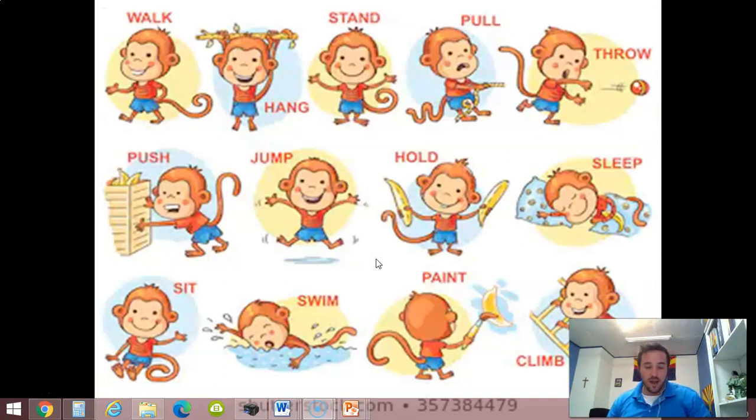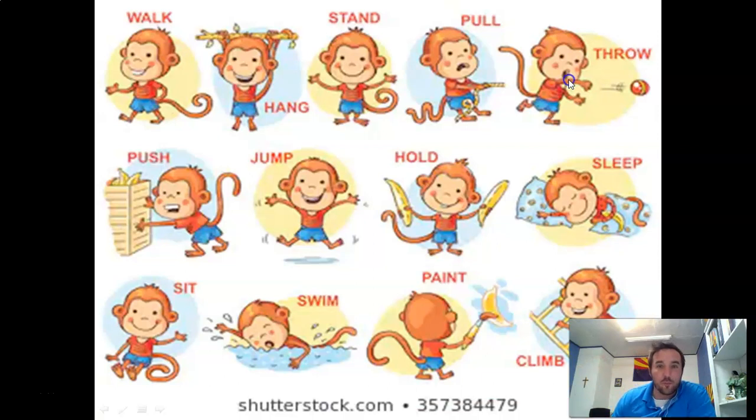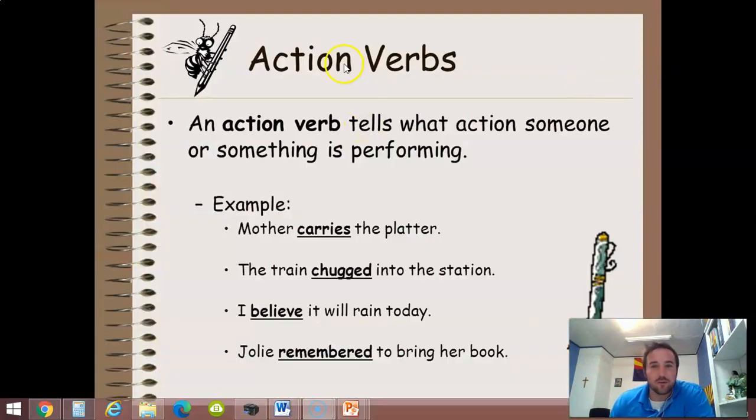They show action, just like you just said. She tasted. The bus arrived. It shows the action that the subject is doing. In this case, the monkey is the subject the whole time. The monkey walks, the monkey hangs, the monkey stands, the monkey pulls, the monkey throws, so on and so forth. The thing that the subject does is called the verb. I know you guys know this from going over it for so long, but again, who or what did something?